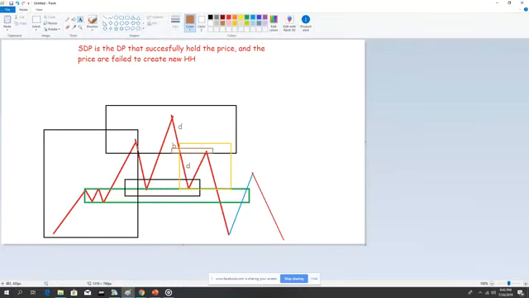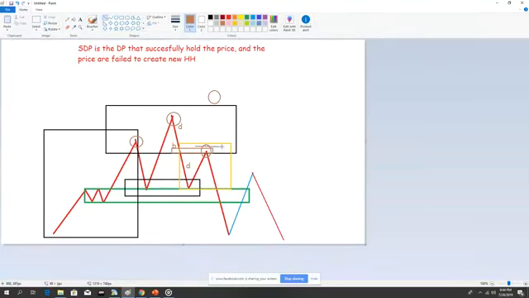Then the price went to the significant demand and the price went up, and this decision point held this price and it failed to create a new higher high. So this is higher high, higher high, higher high, and the new higher high is missing. It is because the price has been held by a decision point. So this is what we call the SDP.